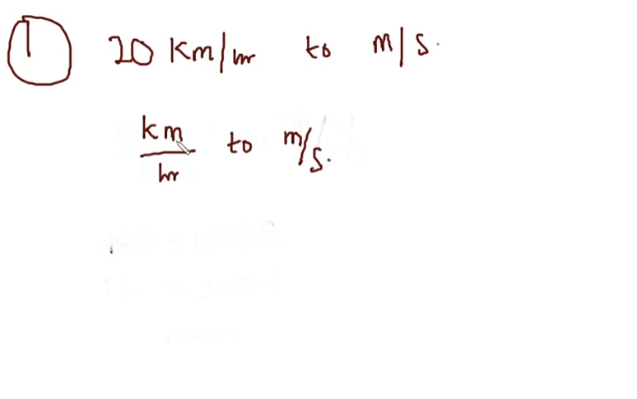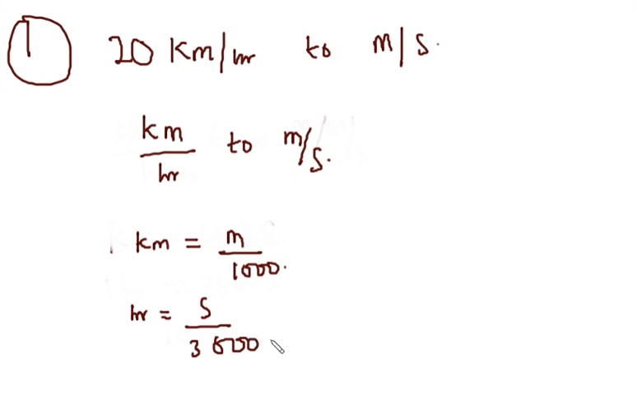So we know that for every kilometer, you need to divide meters by 1000. And we know that for every hour, you need to divide seconds by 3600. So what we're going to be doing is replacing the values of km and hour in this first part.